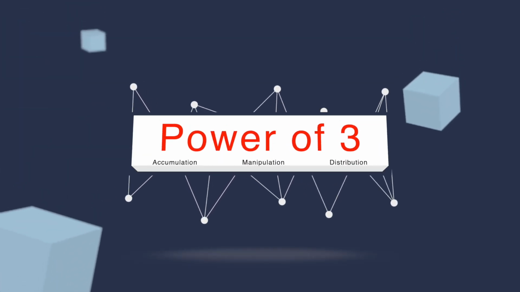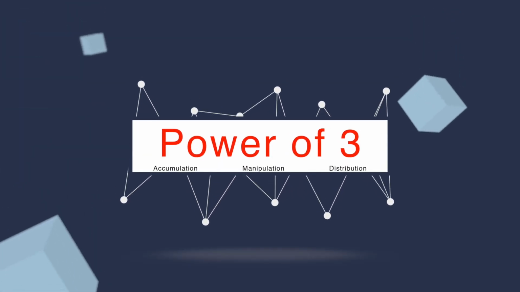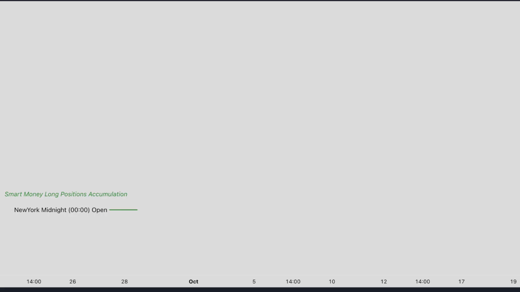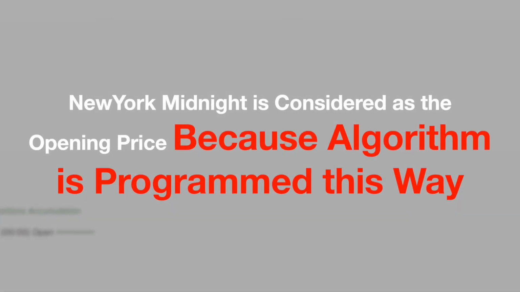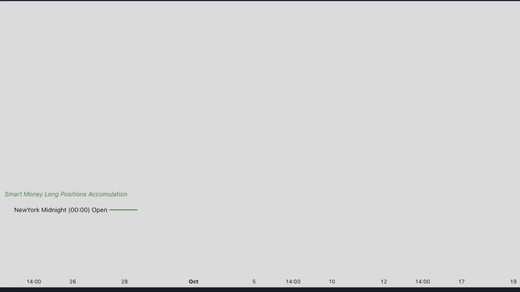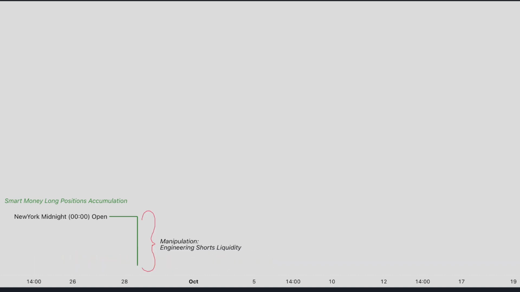Power of 3. It is the accumulation, manipulation, and distribution of smart money. For example, when the price opens at New York midnight, assuming it is a bullish day, smart money will start building their long positions by pairing short orders. This is called engineering short liquidity, making a forced move to the old lows or a pool of liquidity, tricking traders into going short. But this is where the smart money will accumulate their long positions before expanding and distributing price to a higher level.